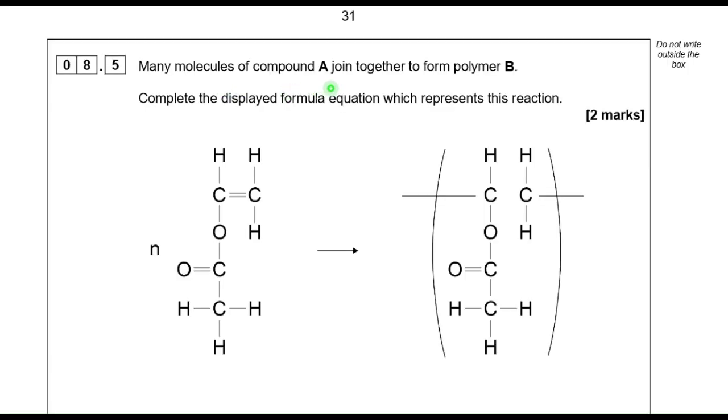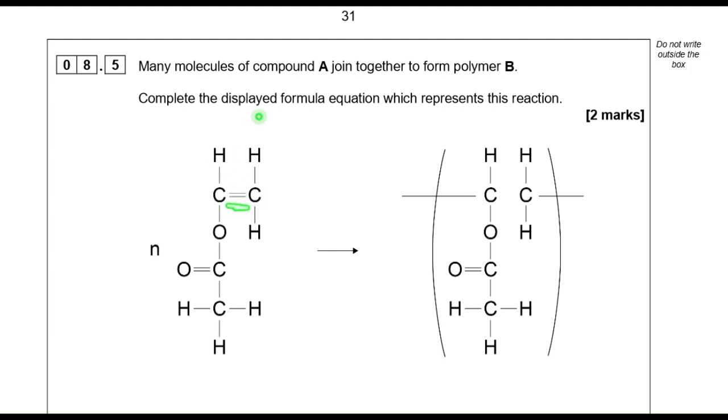Over the page, 8.5. Many molecules of compound A join together to form polymer B. Complete the displayed formula equation which represents this reaction. Now, this question is for 2 marks. This looks a very complicated molecule, so let's get rid of a little bit of it just to make it easier. This bit looks more familiar to you from your work you've done in class. So first thing, that N in front of the molecule becomes the N at the bottom right outside the bracket.